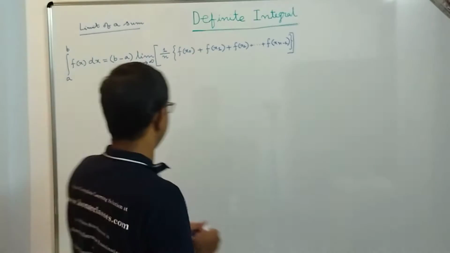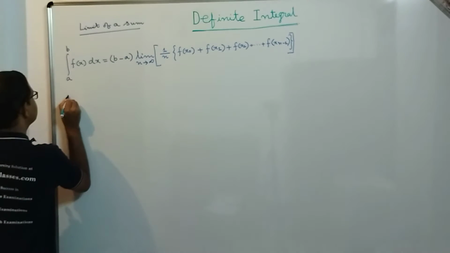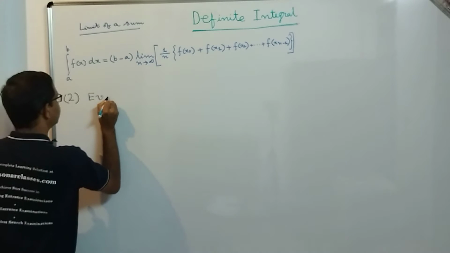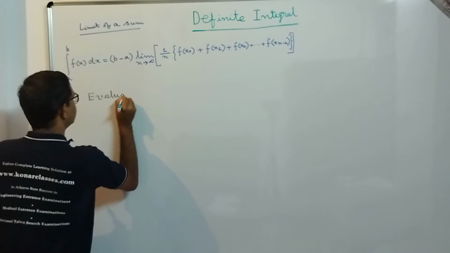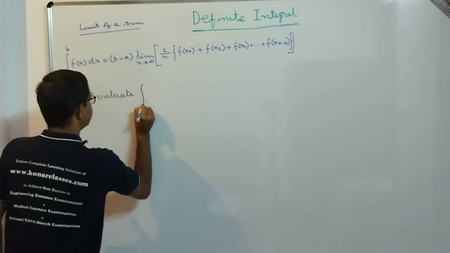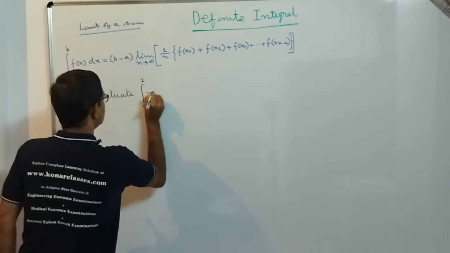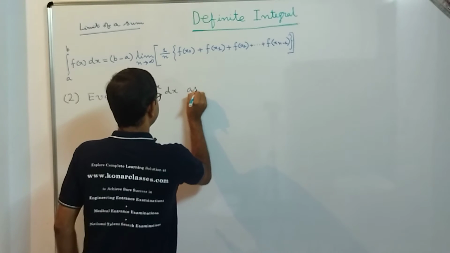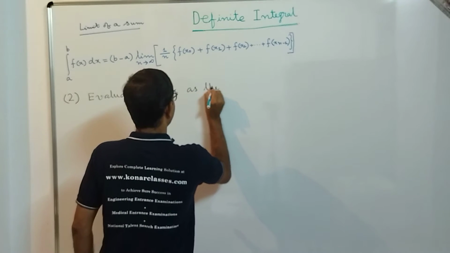And here is the question, okay. Evaluate the integral from 0 to 2 of e power x dx as the limit of a sum.